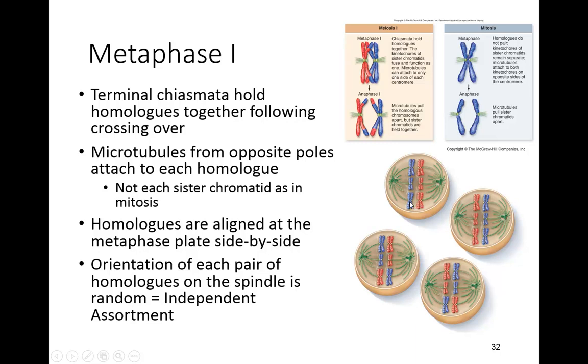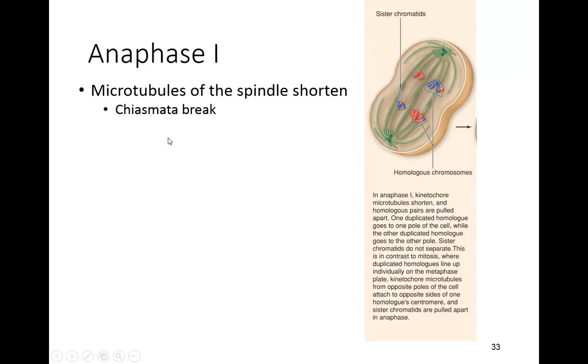So rather than all the mothers on one side and all the fathers on one side, you can have some of the mother and some of the father on each side, and it just happens randomly, and this is called independent assortment. Again, in anaphase, they separate, they start to be pulled to the opposite ends of the cell.